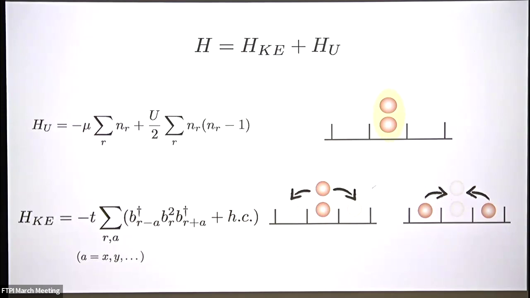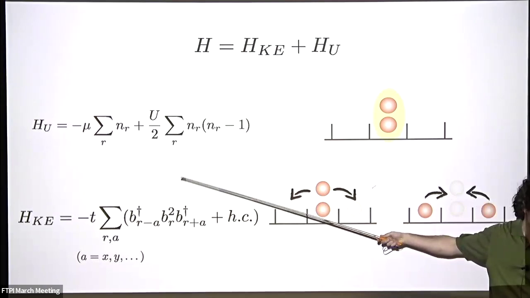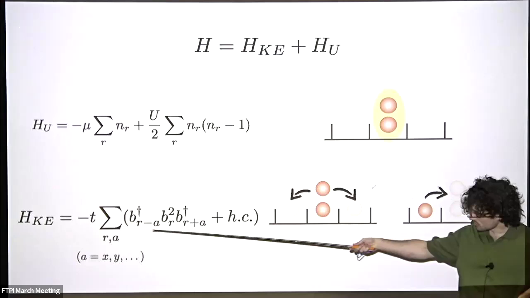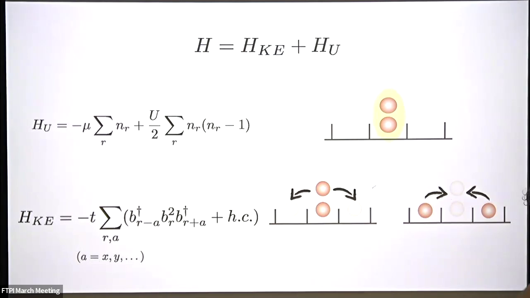So of course, the on-site parts of this model don't need to change. The mu and the U terms are the same. But we're going to need to modify the kinetic energy to conserve dipole moment. As we were just looking at, the simplest processes which allow particles to move in this dipole-conserving way are these two-particle push and pull processes. So we're just going to add those to the same thing.